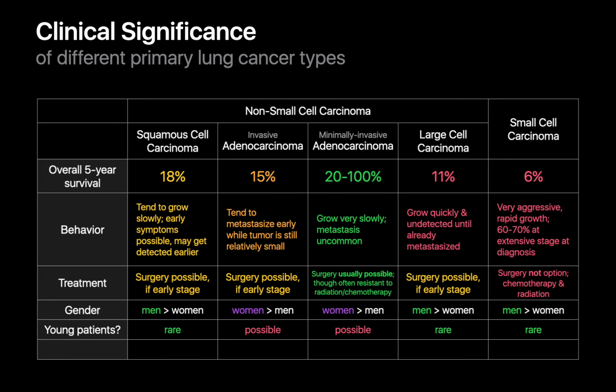Demographics vary between primary lung cancer types too. Small cell carcinoma, large cell carcinoma, and squamous cell carcinoma tend to occur more frequently in men, while adenocarcinomas tend to occur more often in women. While it's unusual to encounter small cell carcinoma, large cell carcinoma, and squamous cell carcinoma in your younger patients, adenocarcinomas can occasionally occur in younger people. And while it's uncommon for never smokers to develop small cell carcinoma, large cell carcinoma, and squamous cell carcinoma, adenocarcinomas can sometimes occur in your never smokers.